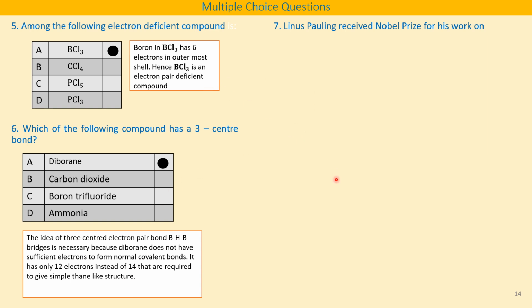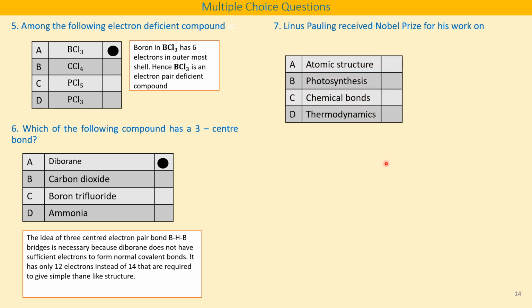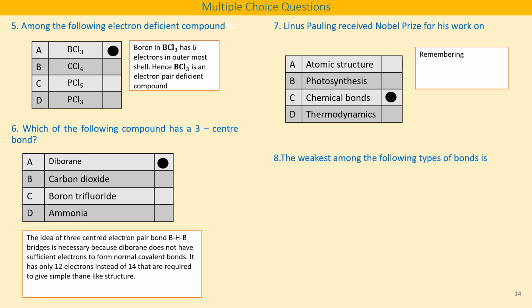Linus Pauling received the Nobel Prize for his work on atomic structure, photosynthesis, chemical bond or thermodynamics. So you have to remember and mark the correct answer as chemical bonds. Next question.